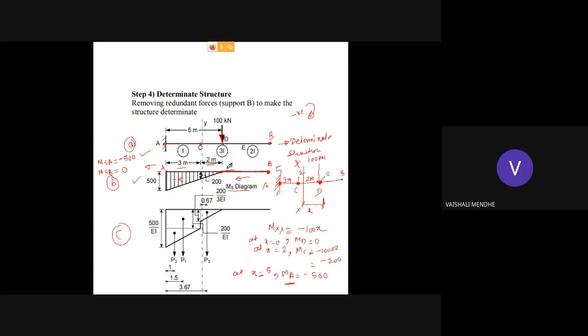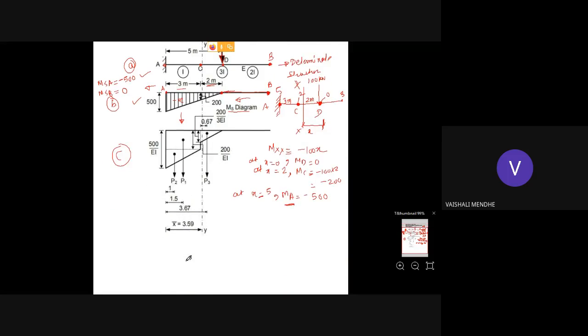तो ये हो गया MS डायग्राम, this is a MS diagram. ओके, तो यहाँ पे 200, यहाँ पे 500, उसके बाद will plot the MS by EI diagram.